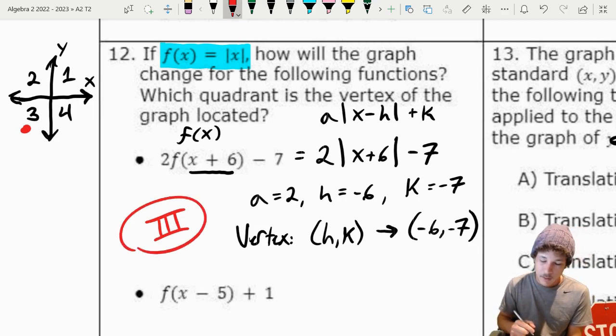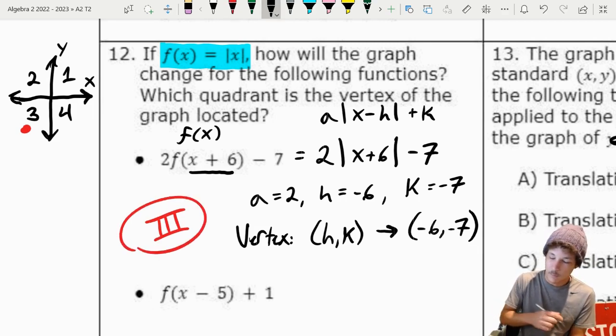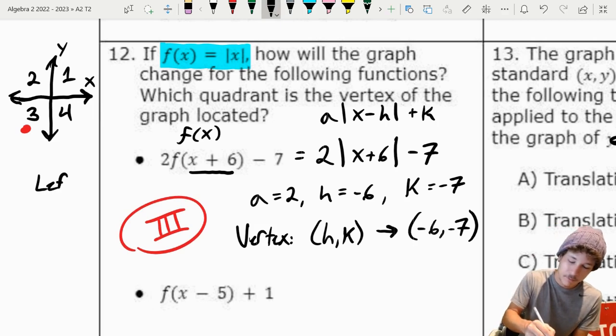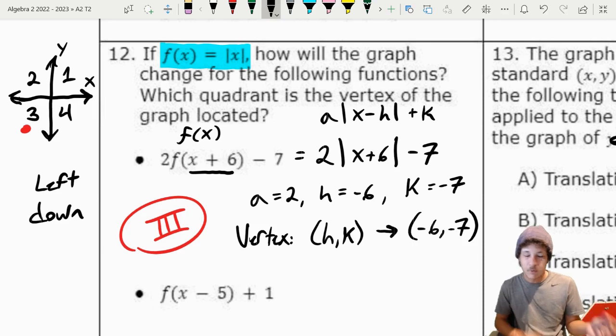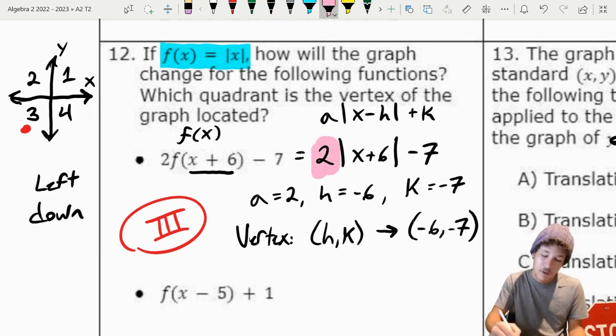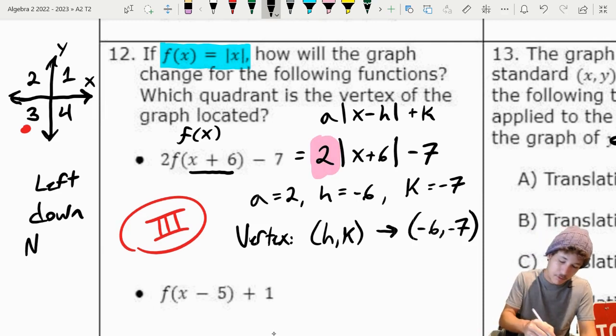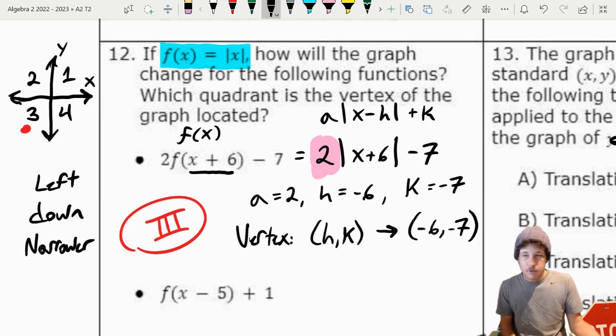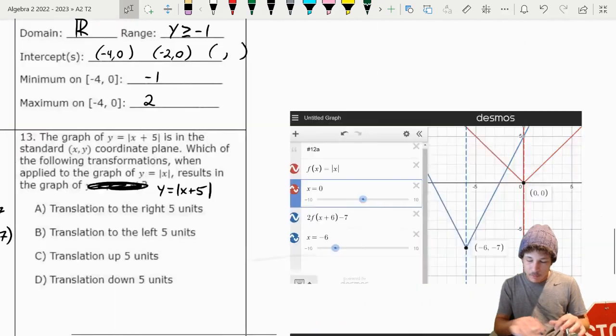And let's see, how will the graph change for the following functions? So we can tell that it goes left, down, and also the multiplying by 2 does something as well. Whenever you multiply by a number bigger than 1, what this does is make it more narrow. So it's narrower.